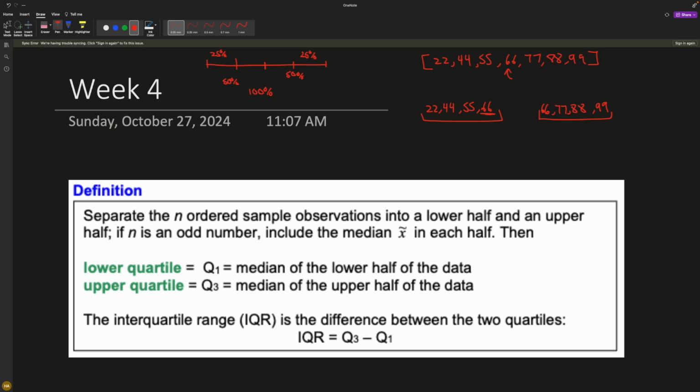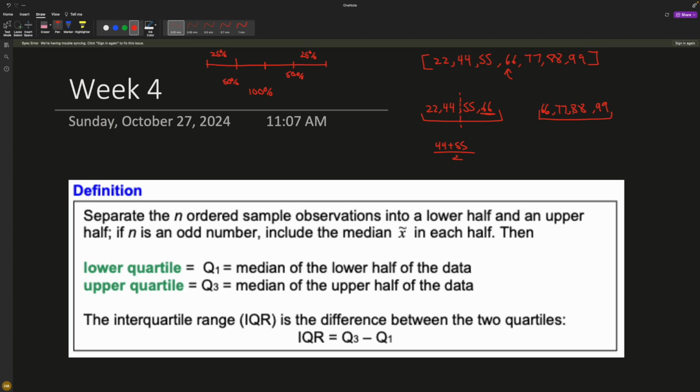So if I take this, remember this is my 50%. If I split it in half, it'll give me 25. So if I split it in half right here, this section is 25, and this section is also 25. But which number lands at exactly 25? Because they're even, you just add them up and divide by 2. So you'll do 44 plus 55 divided by 2. And whatever that number is, that's your lower quartile.